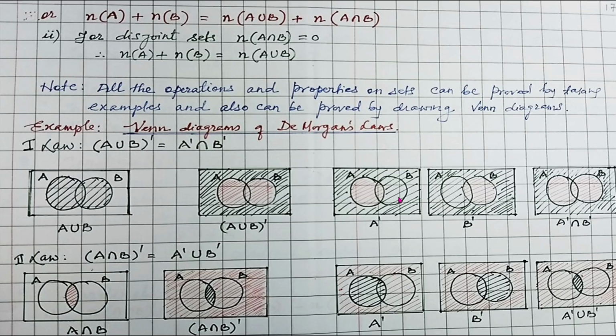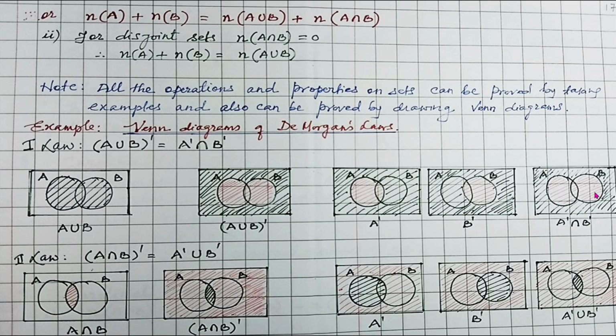Now let us understand the right side. This Venn diagram represents A dash, because the remaining part is shaded in black color, and that represents A dash. Now B dash: leaving B, we have shaded black outside, therefore it represents B dash. Now if I take the intersection of A dash and B dash, then leaving A and B I have to shade outside, and the Venn diagram will be shading the outside, leaving the two circles, and that represents A dash intersection B dash.